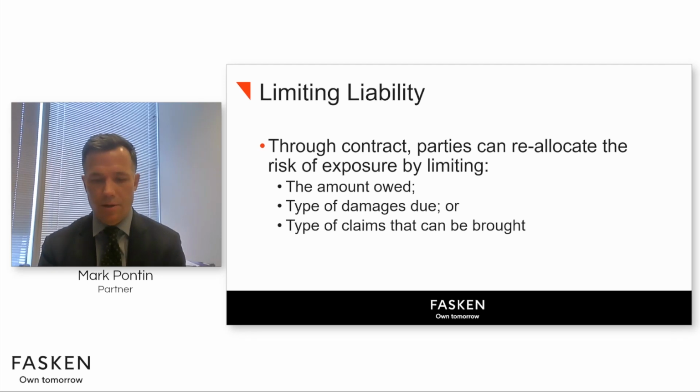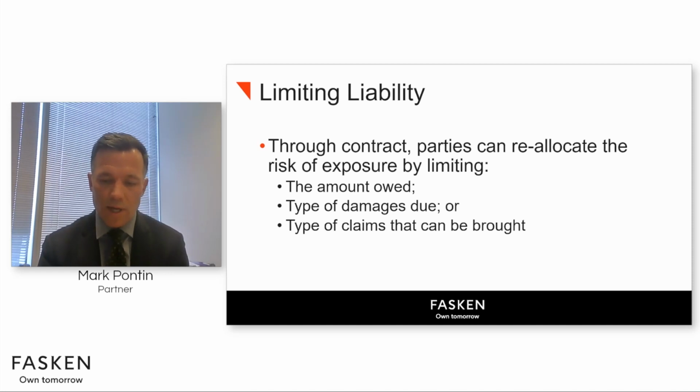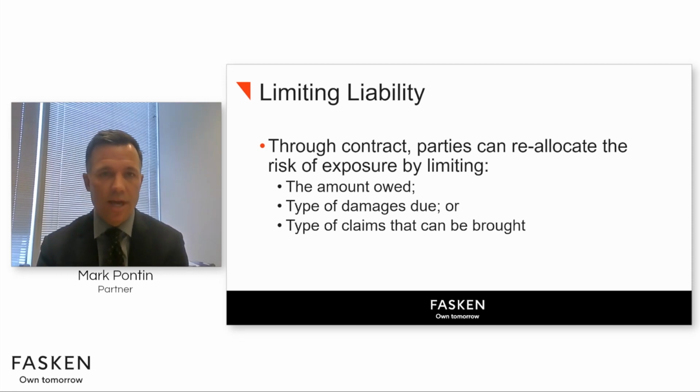So limiting liability, how do we do this? Of course, parties can, through contracts, reallocate the risks and exposures that they are expecting under a contract. This is perfectly acceptable and is done all the time. There are a number of ways to do this. The three typical ways are in the slide. The first would be by limiting the amount of the damages that the parties are exposed to, by putting a cap on the damages, often a cap tied to the fees paid under the contract or the value of the contract. It can also be done by limiting the liability to certain types of damages that may be suffered by the parties or that are anticipated by the parties.